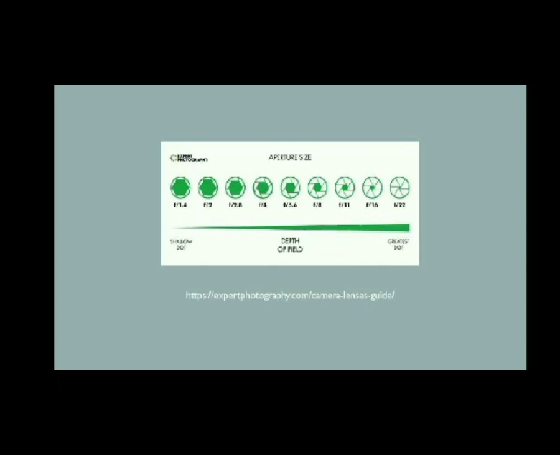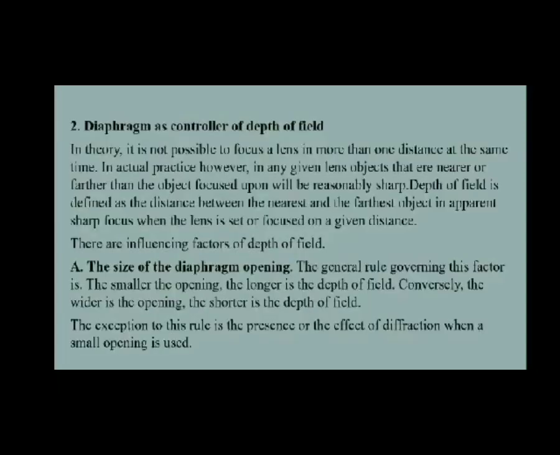In theory, it is not possible to focus a lens at more than one distance at the same time. In actual practice, however, in any given lens, objects that are nearer or farther than the object focused upon will be reasonably sharp. Depth of field is defined as the distance between the nearest and the farthest object in apparent sharp focus when the lens is set or focused on a given distance.